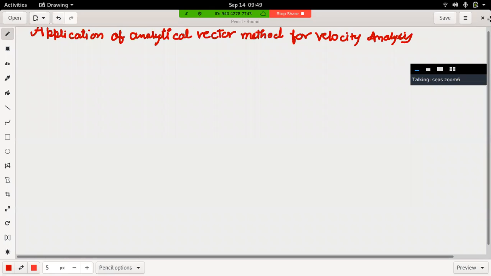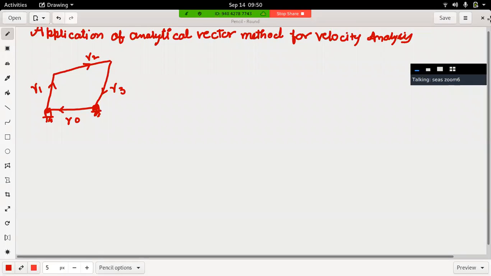So let's consider that there is a 4-bar linkage, something like that. So this is the fixed bar or the fixed link, and let's denote it by R0. And let's say this is another link R1, this is another link R2, and this is another link R3, taken in order in clockwise direction.